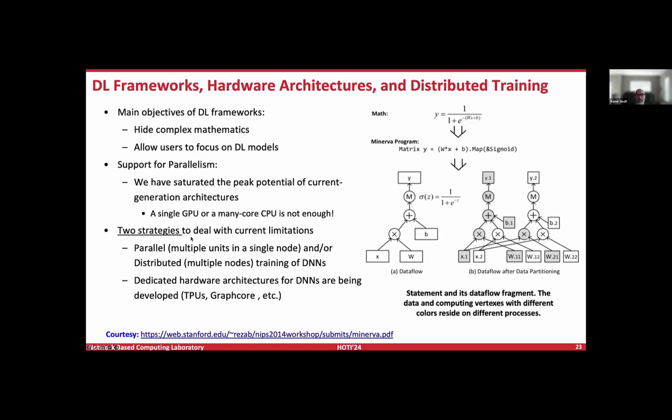So there are two strategies to deal with these current limitations. We could utilize parallel and distributed hardware, or we could use dedicated hardware architectures for DNNs. And the DL frameworks at the end of the day hide all of these complexities from you and let you focus on training your own application-specific model.